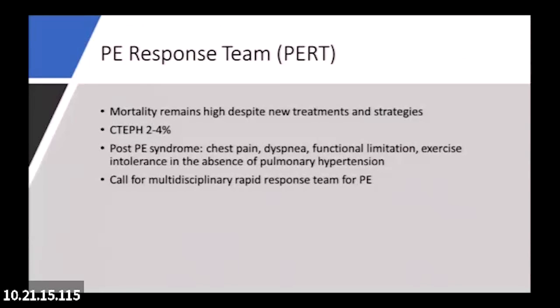So this concept essentially is to mimic the heart team approach for a code STEMI, and also to mimic the rapid response team for the pulmonary resuscitation.